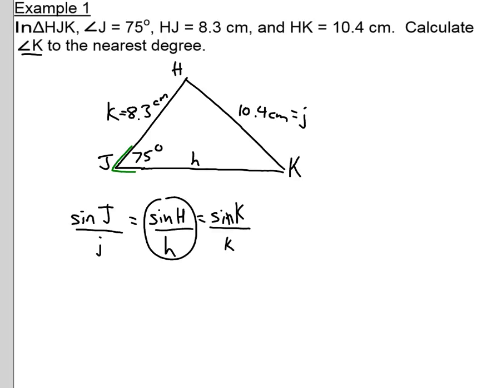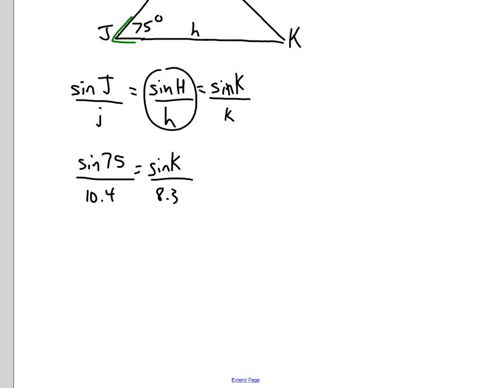Okay, and in this case I would just substitute in what's known. So sine of 75 all over 10.4 equals sine of angle K over 8.3. And probably the easiest thing to do there would be to multiply both sides by 8.3.